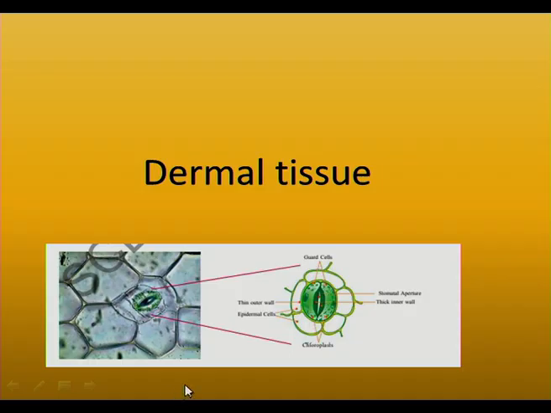Dermal tissue in the leaf has small openings, called stomata. They are guarded by the guard cells, these green cells you can see. These guard cells help in opening and closing of the stomata. The stomata help in transpiration and exchange of gases.